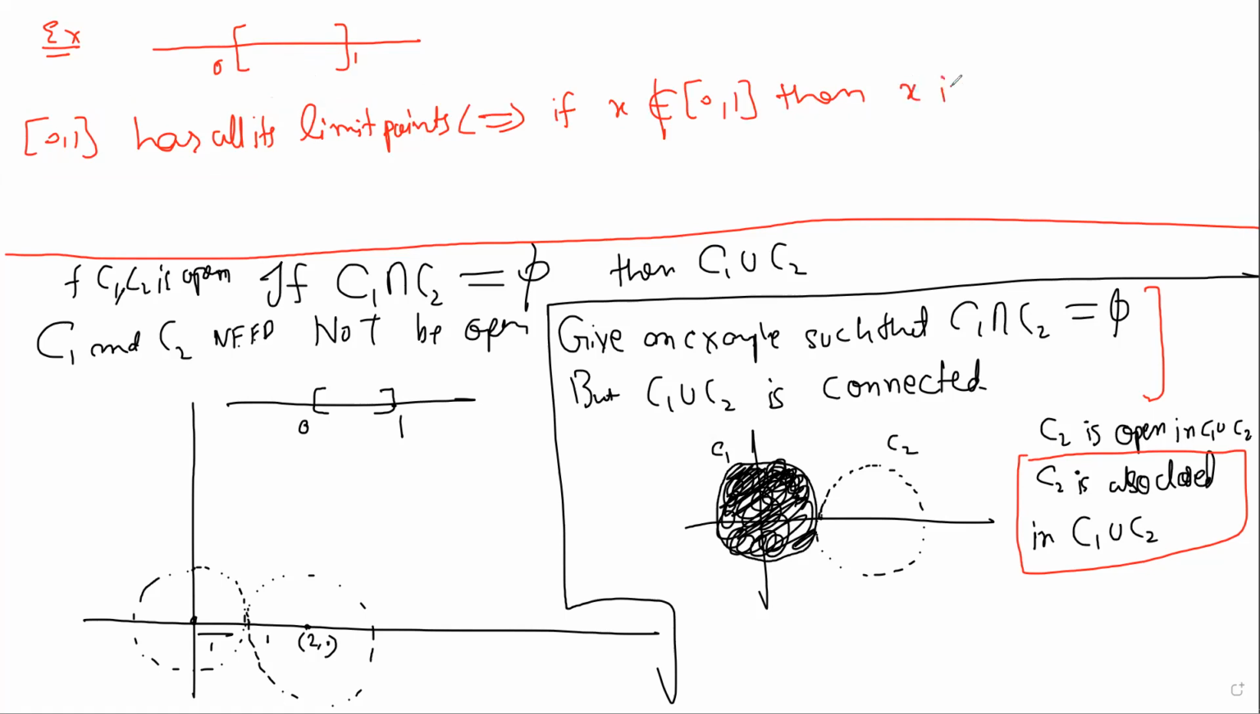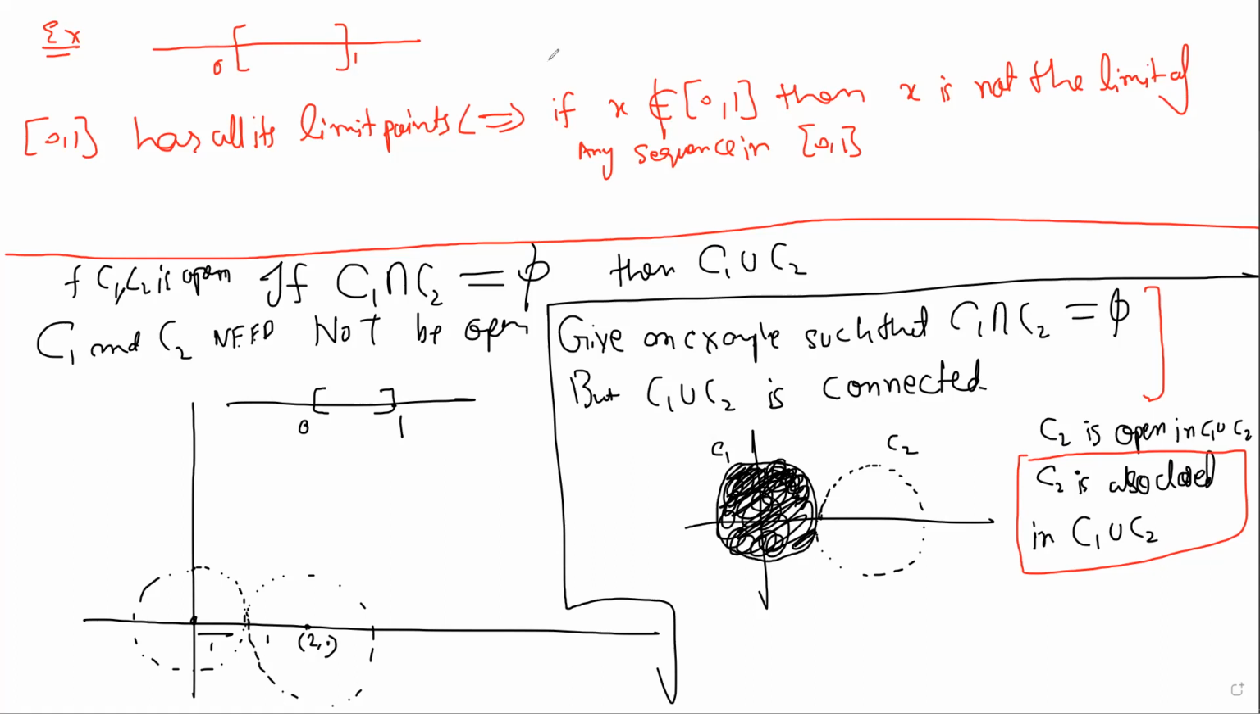Then x is not the limit of any sequence in 0, 1. But you understand these things, right? These two things are the same. X has all its limit points, means that all possible limits that you can get out of all possible sequences are inside 0, 1 only. So obviously anything outside cannot be the limit of any sequence which is inside.